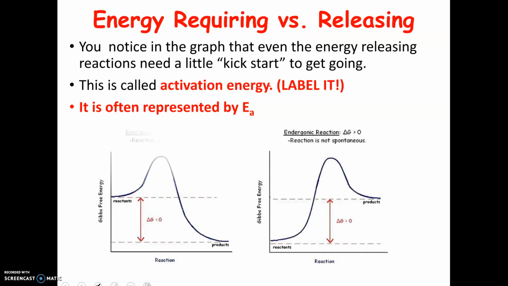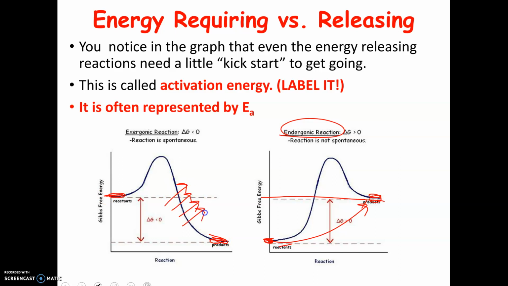So this is kind of a graph showing the difference between a reaction that needs energy and a reaction that releases energy. So this one on the right is an endergonic reaction. It requires energy. See how here's your reactants and here's your products, and you see how the products have more energy than the reactants do? So this is called an endergonic reaction. On the other hand, this is an exergonic reaction. So this is the reactants, this is the products, and energy is actually being released in this reaction.